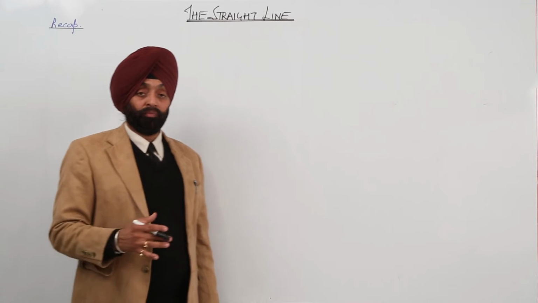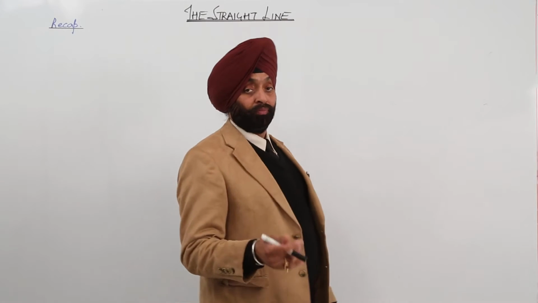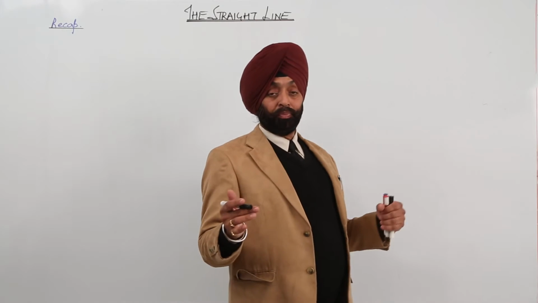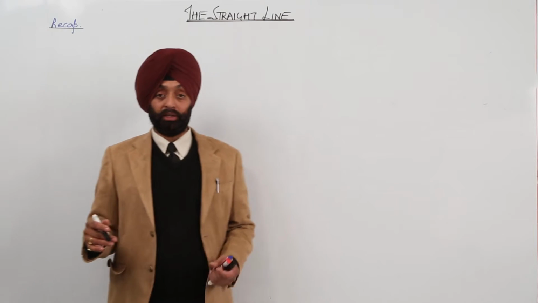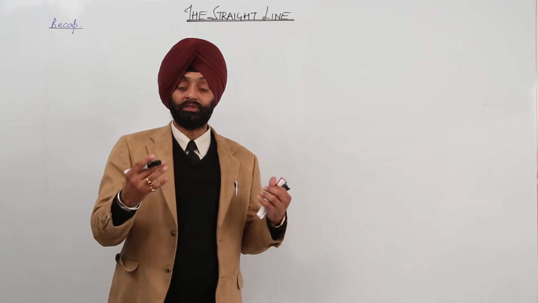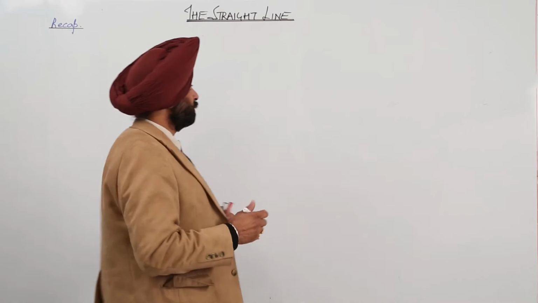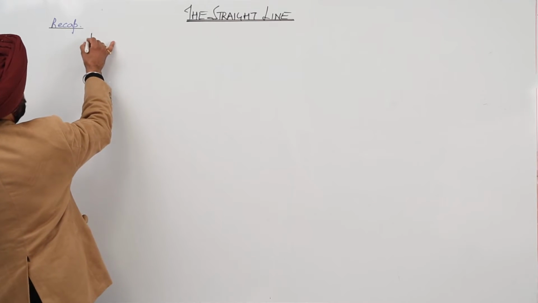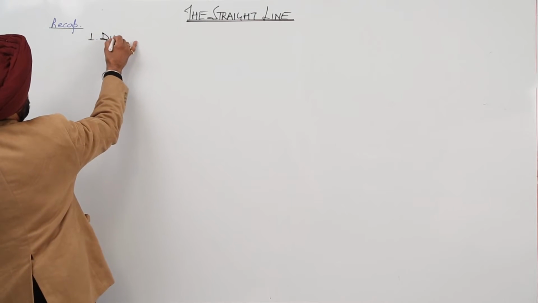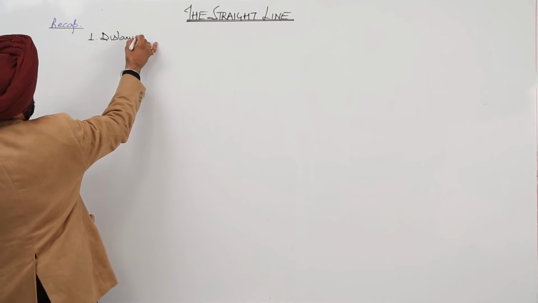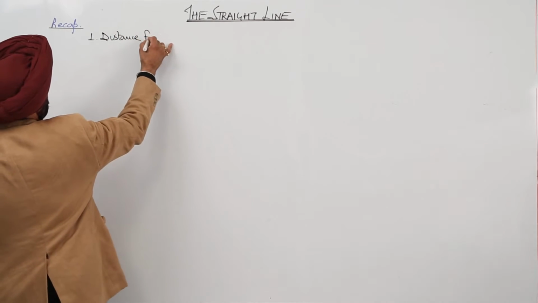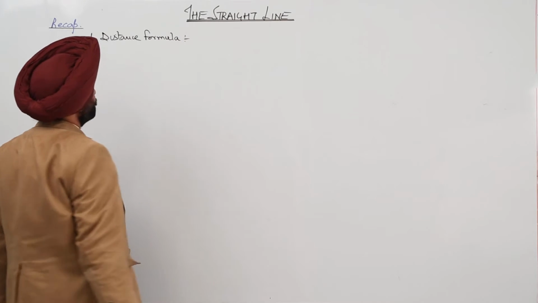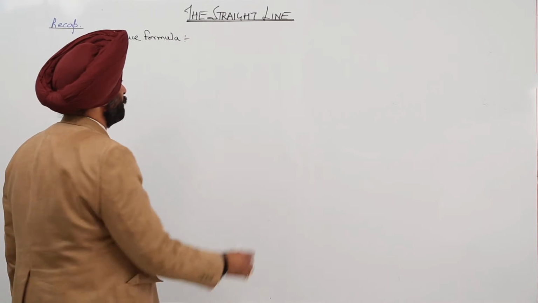Now let's go with a recap for the previous class, what we have done. In the previous class, in coordinate geometry, we have gone through several small topics. Number one we have done was the distance formula. Now what did we do in the distance formula?